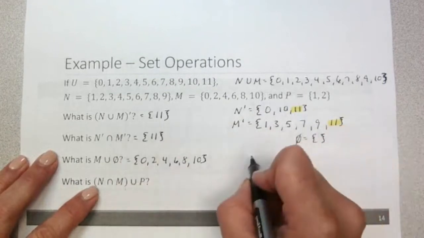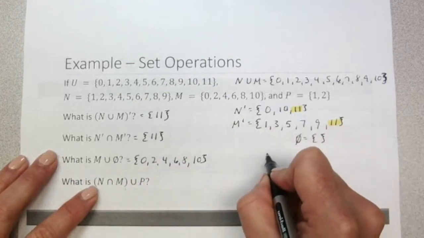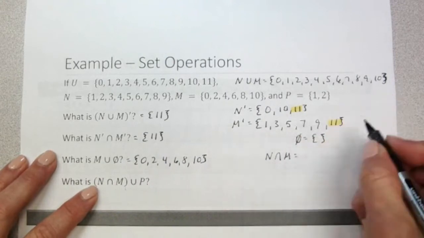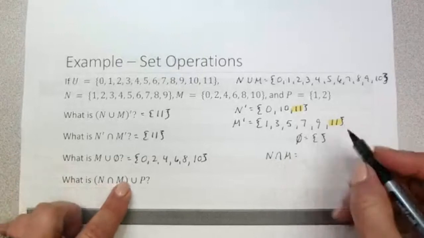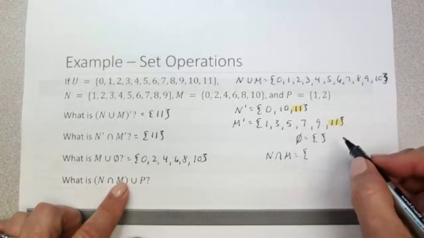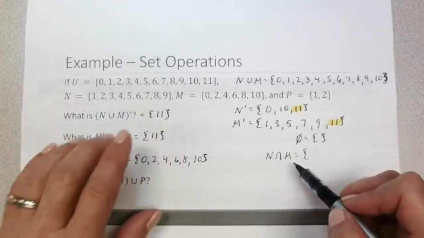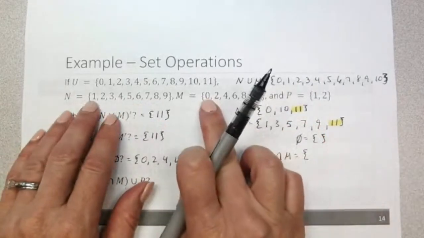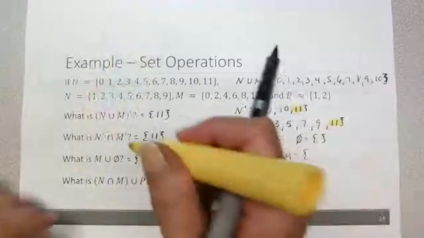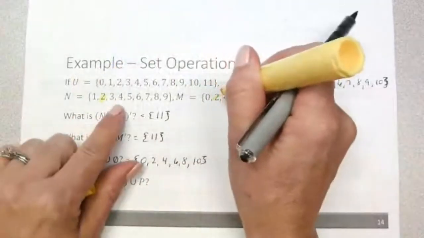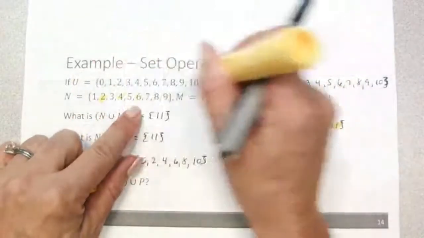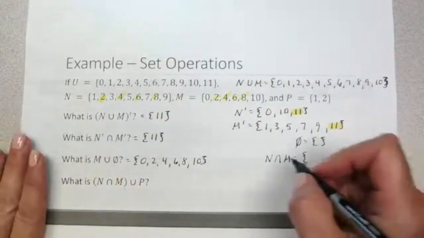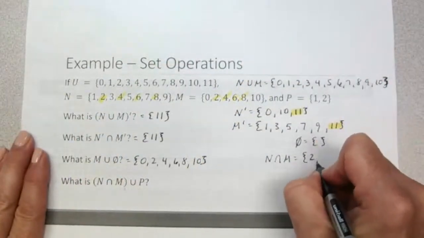We didn't find that yet, did we? No. Let's find the intersection. We'll just write it here. The intersection of n and m. So n intersected with m, that again is going to be all the elements that are in both sets. Okay? So 0 is not in both, 1 is not in both. It looks like we have 2 in both. 4 is in both. 6 is in both. And 8 is in both. So 2, 4, 6, 8 is going to be the intersection of n and m.